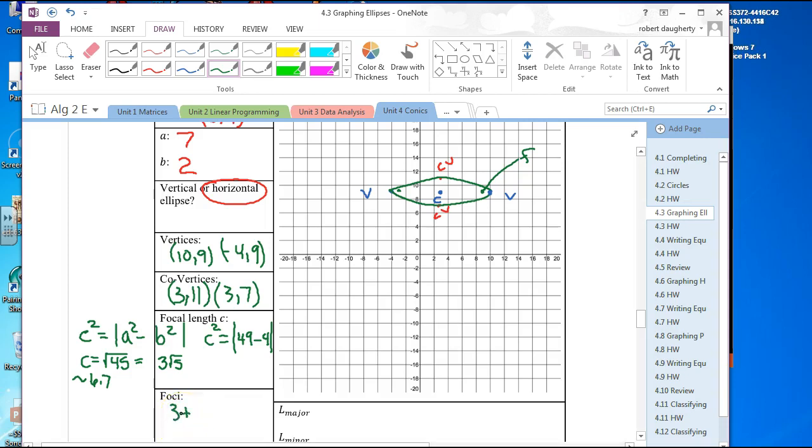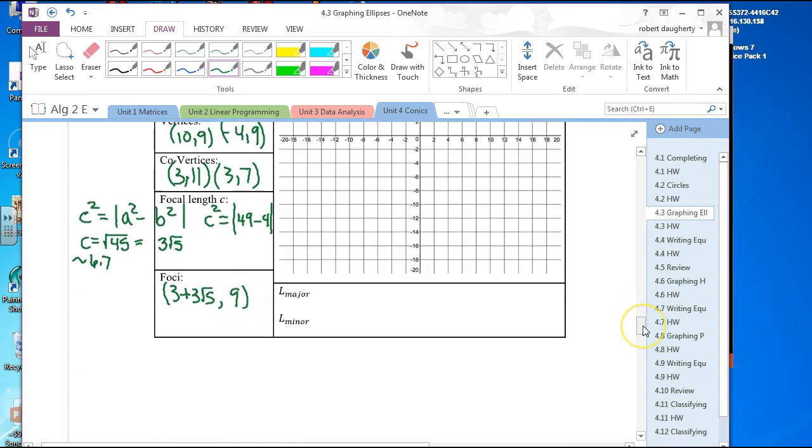I'm not going to write 6.7, okay? I'm going to write it exactly. And then what's the y coordinate there? 9. So that's one focus, okay? What's the other one? 3 minus 3 square root of 5, 9, okay? The other way you could write this is 3 plus the square root of 45, 9, and 3 minus the square root of 45, 9. Okay?